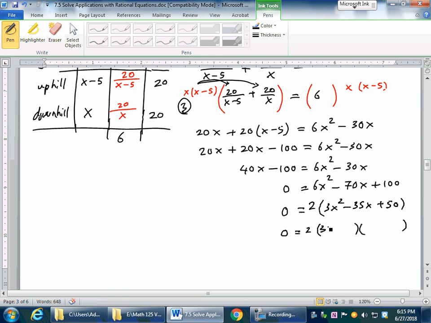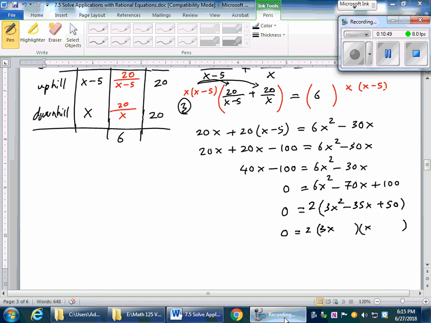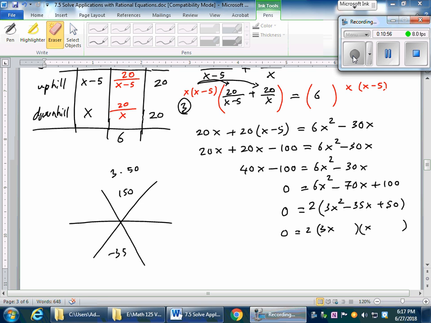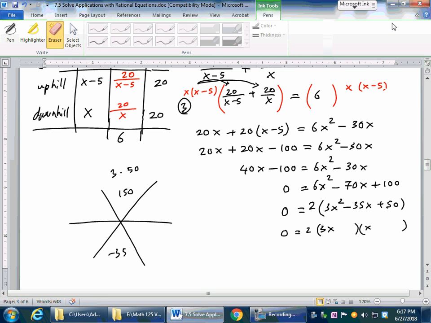Okay? So I have 3x and x, and we want 35. So how can I get 35? So you can pause it for a second and then try to figure out the factors. So hopefully you got the factors already. Let's check. 3 times 50 is 150, and then we want what? 35.